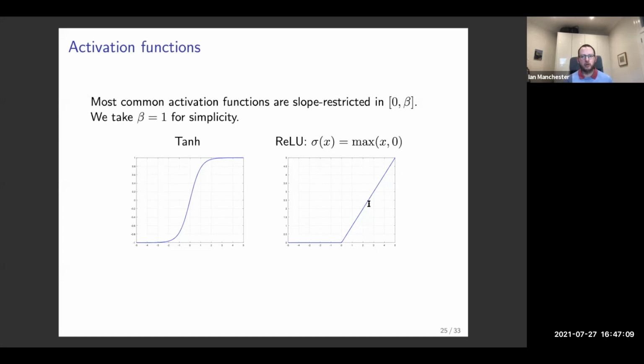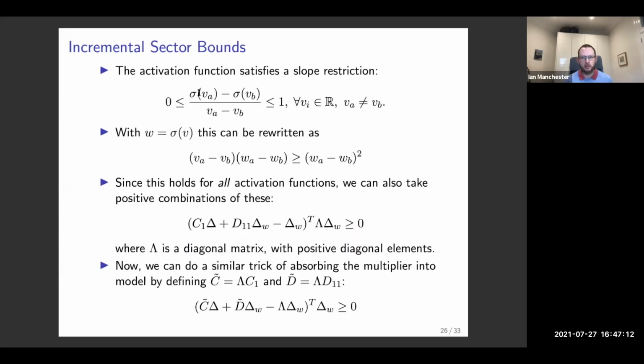That monotonic slope restricted property can be written like this. Basically the difference in two outputs over the difference in the corresponding inputs is greater than or equal to 0, which says it's monotonic, and is less than or equal to 1, which says it's slope restricted. So this is that property expressed as two inequalities. You can rearrange this a little bit and write it like this. This is just multiplying through by (v_A minus v_B) squared and doing a little bit of manipulation. So this is now what we would call an incremental quadratic constraint for the relationship between the input and the output of that nonlinearity.